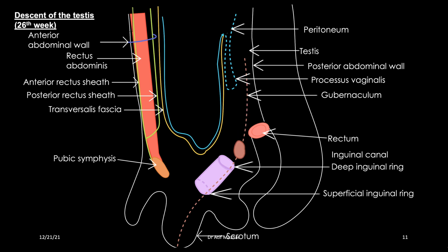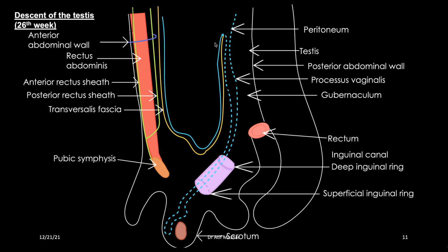Now this testis has reached the deep ring in the canal and then the bottom to its scrotum. First the gubernaculum disappears and the processus vaginalis follows all the way down, going by the side of this testis. Now question: if a child is born with this open channel, very easily contents of the abdominal cavity can pass, and there are so many clinical conditions. I'm not talking about those at the moment.